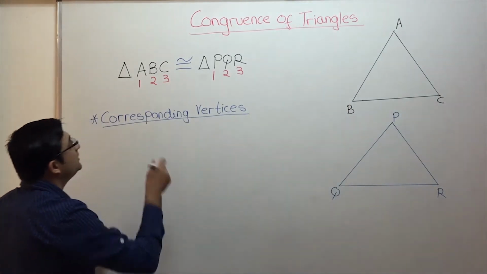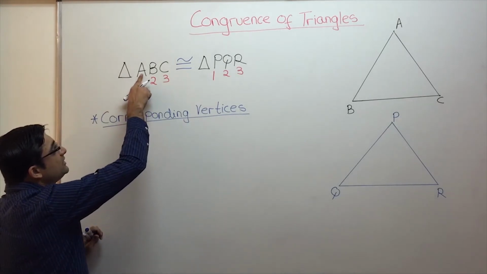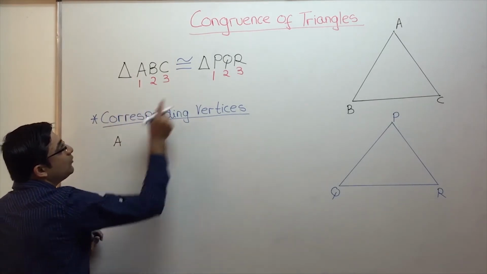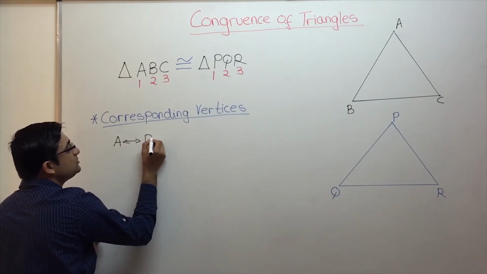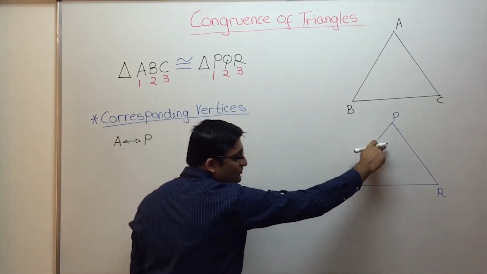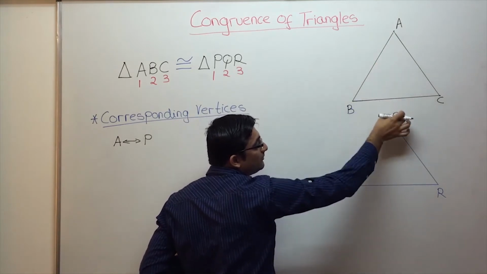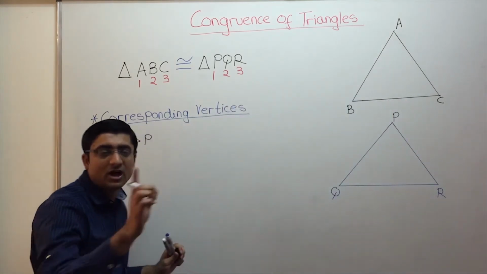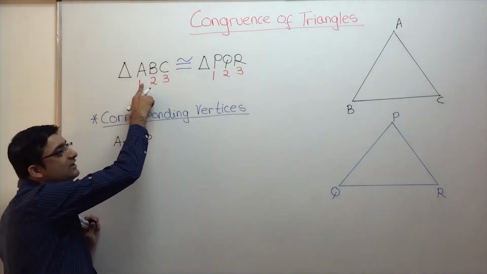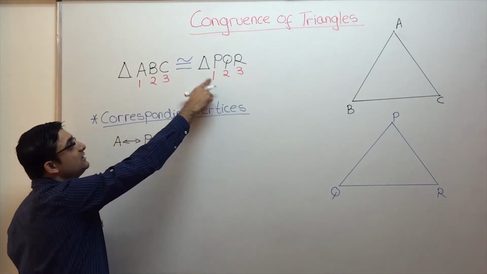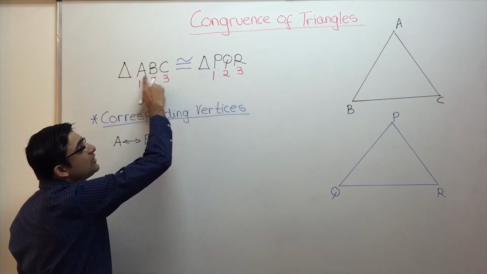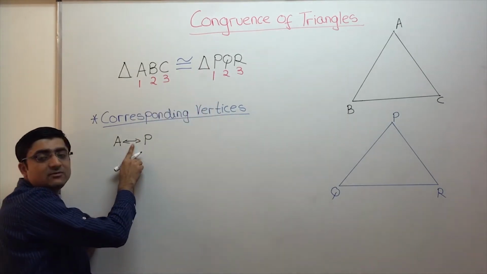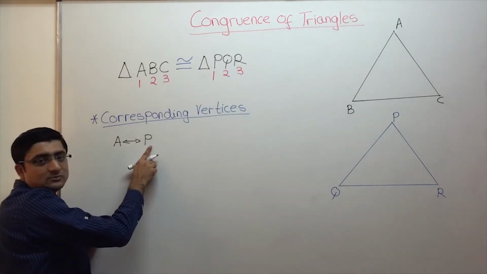So how do we get it? Very, very simple. See, what is the first letter over here? A. What is the first letter over here? P. So A corresponds to P. That means if I cut out this triangle and place it on this triangle, P will come on top of A. How do I get it? Simple. First letter over here corresponds to first letter over here. This is a symbol for correspondence. So A corresponds to P.